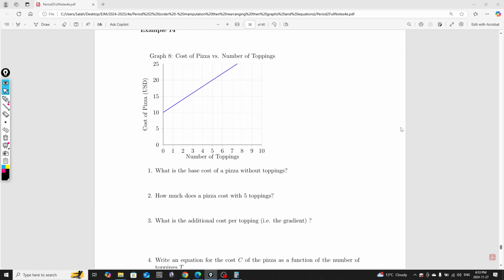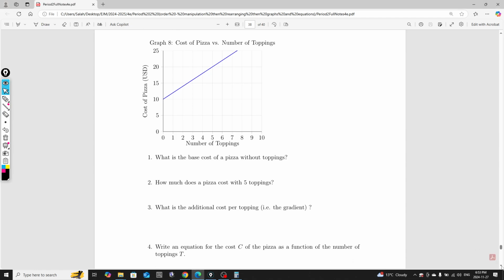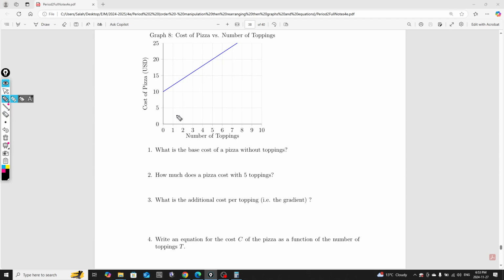Example number 14. So we've got cost of pizza versus number of toppings. Okay, so we've got a pizza that starts at an initial cost of, looks like $10 when there are 0 toppings, and then it just goes up as you add toppings. Okay, great. What's the base cost of a pizza without toppings? Well, that's exactly what I just said. It's 10, right? At 0 toppings, we're at 10, it looks like US dollars. I'm just going to put a little dollar sign. How much does a pizza with 5 toppings cost? So at 5 toppings, we're up to 20, so about $20. That's a 2, so $20.